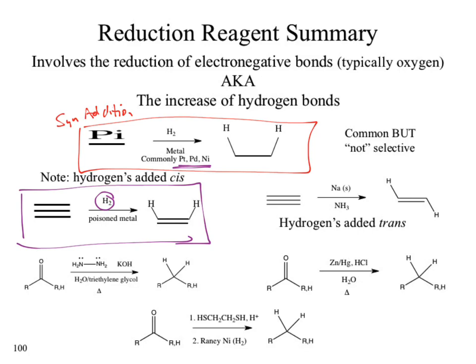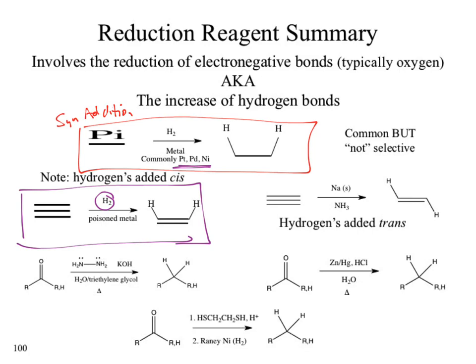Hydrogen with the metal, the problem with that is it's not selective. We use it all the time, but it would react with both alkenes and alkynes, so not selective. A poisoned metal is now selective, because what does the poisoned metal react with? Alkynes, not alkenes. So the poisoned catalyst is now a more selective reagent because it reacts with only one functional group.